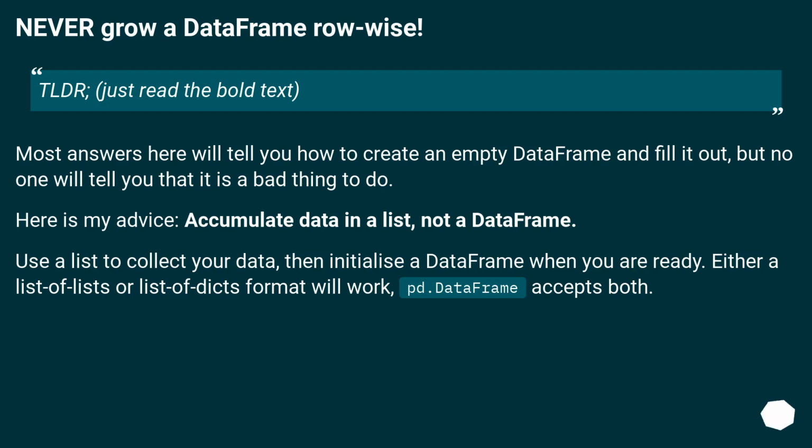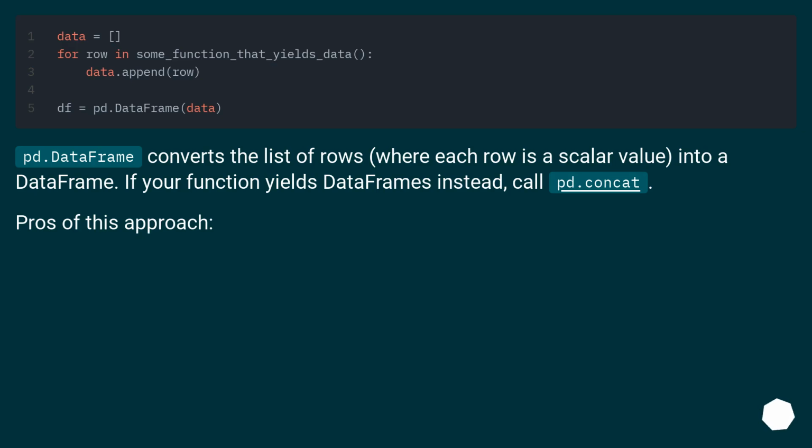Here is my advice. Accumulate data in a list, not a data frame. Use a list to collect your data, then initialize a data frame when you are ready. Either a list of lists or list of dicts format will work. pd.DataFrame accepts both. pd.DataFrame converts the list of rows, where each row is a scalar value, into a data frame. If your function yields data frames instead, call pd.concat.